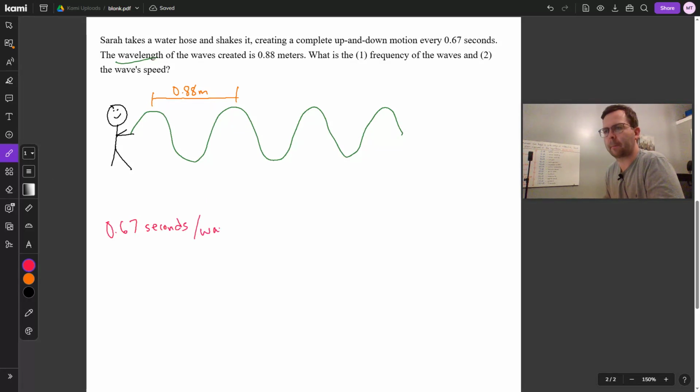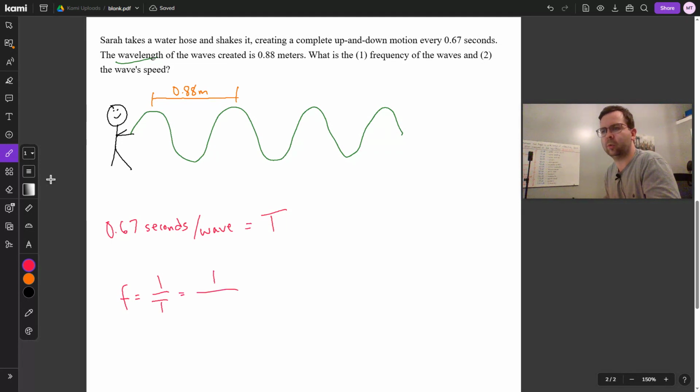per wave. Now you might see that and think, okay, that's our frequency. But no, it's slightly different because frequency is waves per second or cycles per second, but this is how long it takes for just one wave. It's a different quantity. This is known as the period, which we represent with a capital T. The period is how long it takes for one complete wave. To find the frequency, it's just the reciprocal of the period. So frequency is 1 over the period, 1 over T.